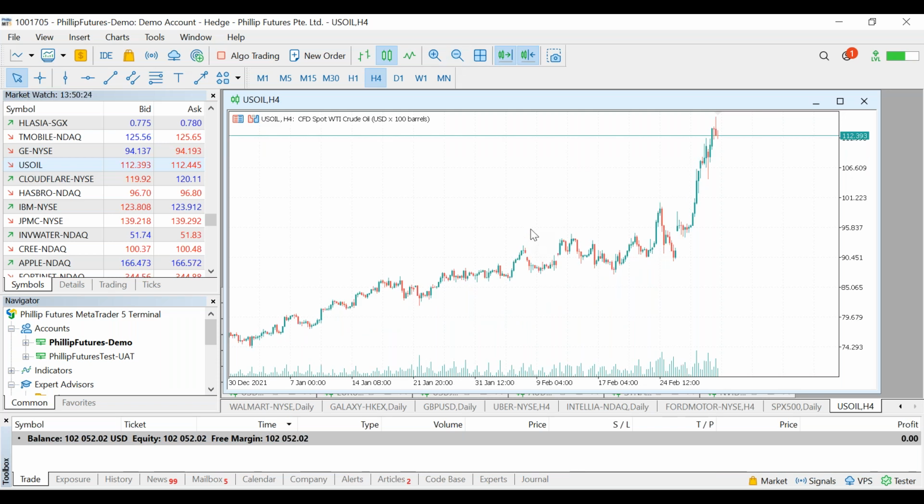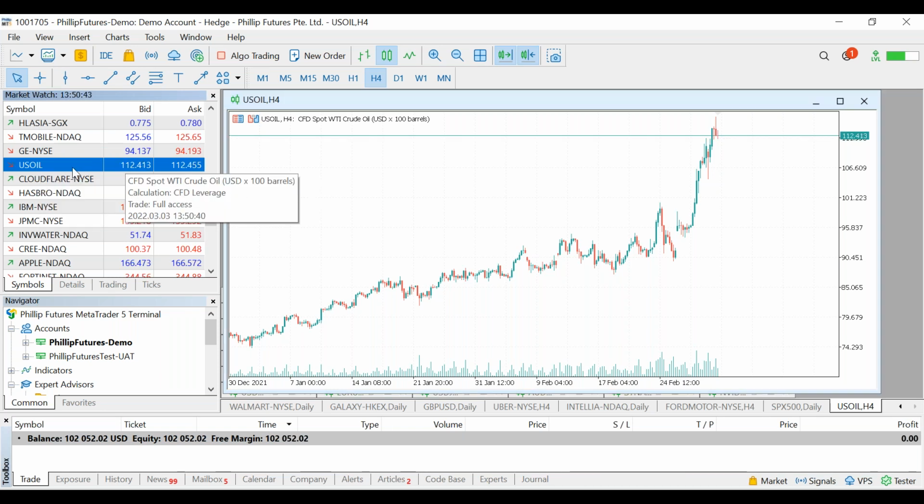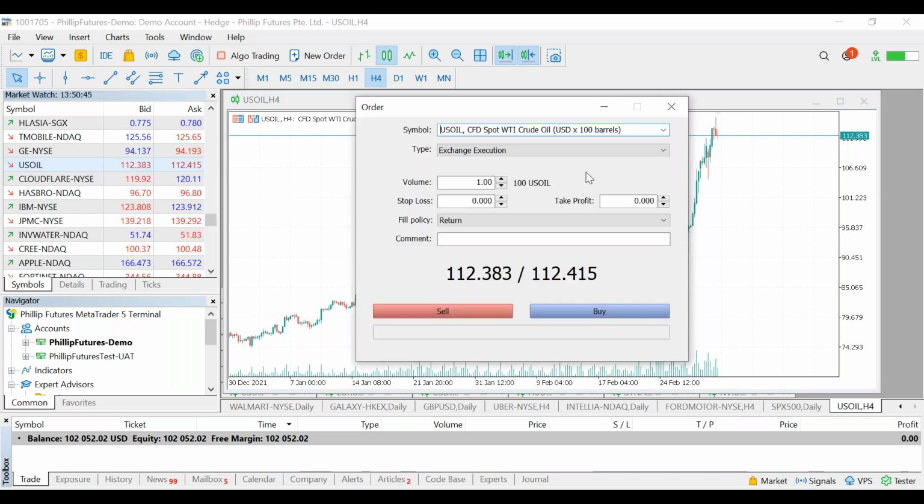Coming up, how do you place a trade? I think that is one of the important questions. To place a trade, there are various methods. For now, let's say you want to place a trade on US oil, you can double click on the market watch panel. Just double click.